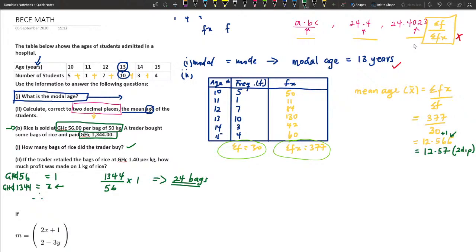If the trader retailed the bag of rice at 1 cedi 40 pesewas per kilo, how much profit did the trader make? So let's look at the profits. Now this is the profit for the trader per bag. Once you see per kilo, this is the profit for the trader per kilo.